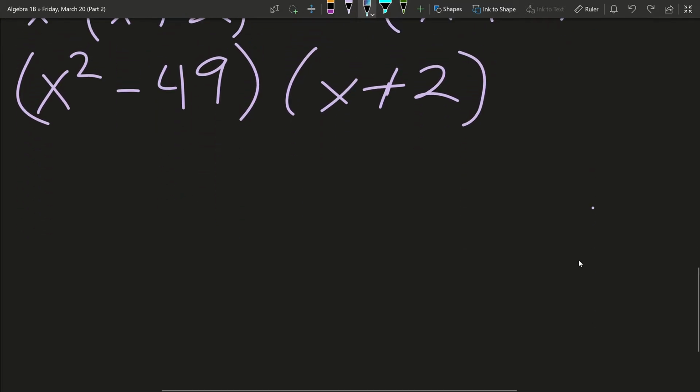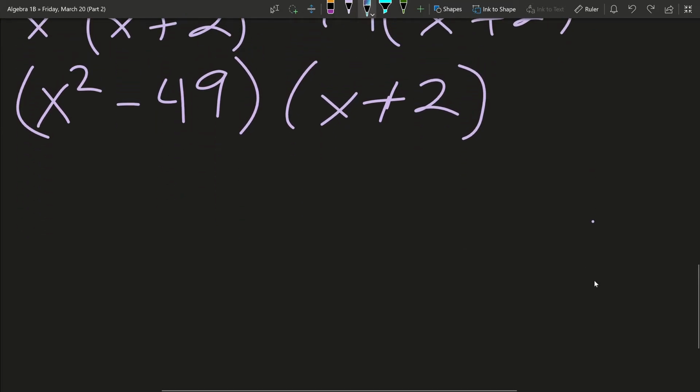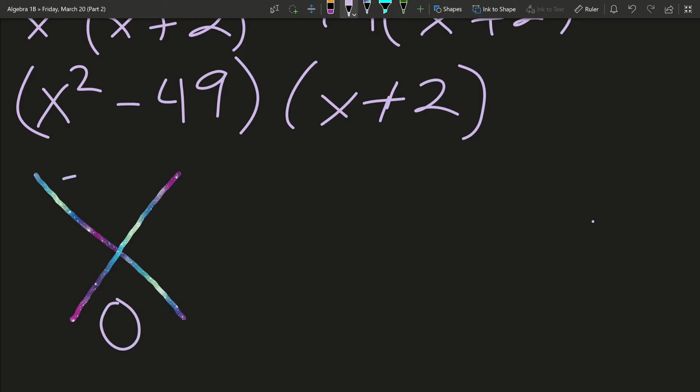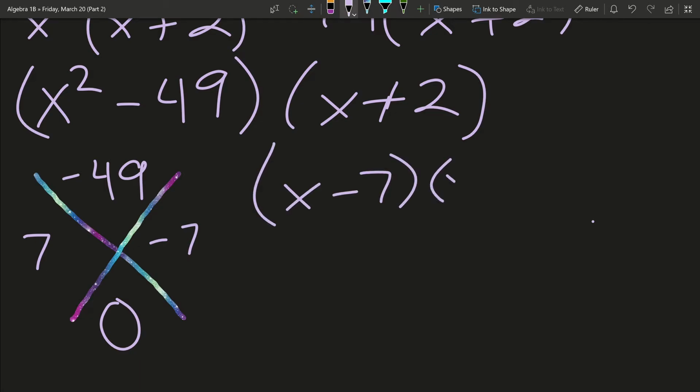From here, we're going to use our methods again. Remember, there are two different methods we can use. I'm going to go ahead and use the Xbox method for now. Since there is no b in here, we're going to assume it's 0. And we're going to put negative 49 up here. So what two numbers multiply to negative 49, but when they're added together give us 0? 7 and negative 7. Now we can rewrite this as x minus 7, x plus 7.